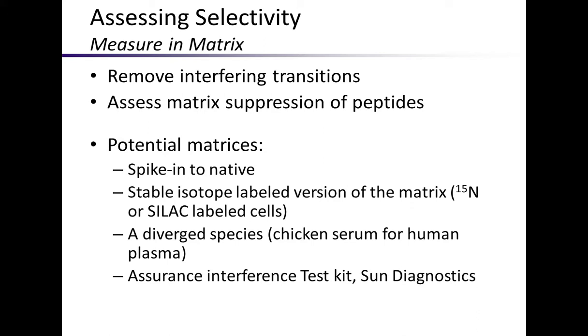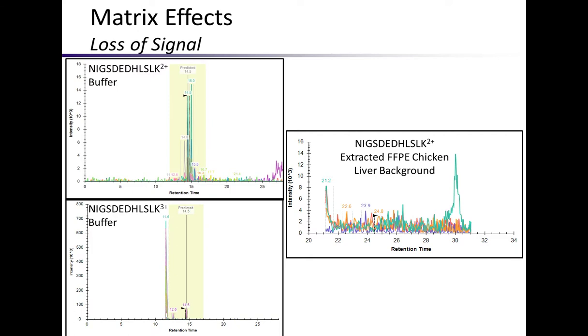So there's a few ways to do this. You can just spike into native. You can use SILAC. You can use a diverged species. What I use a lot, or have used a lot, is chicken serum for human plasma. And then for clinical experiments, there's an assurance interferences kit that Sun Diagnostics sells. It's got lipids and small molecules and a bunch of stuff that we expect to interfere with proteomics experiments. And I just want to show you that this is a real thing.